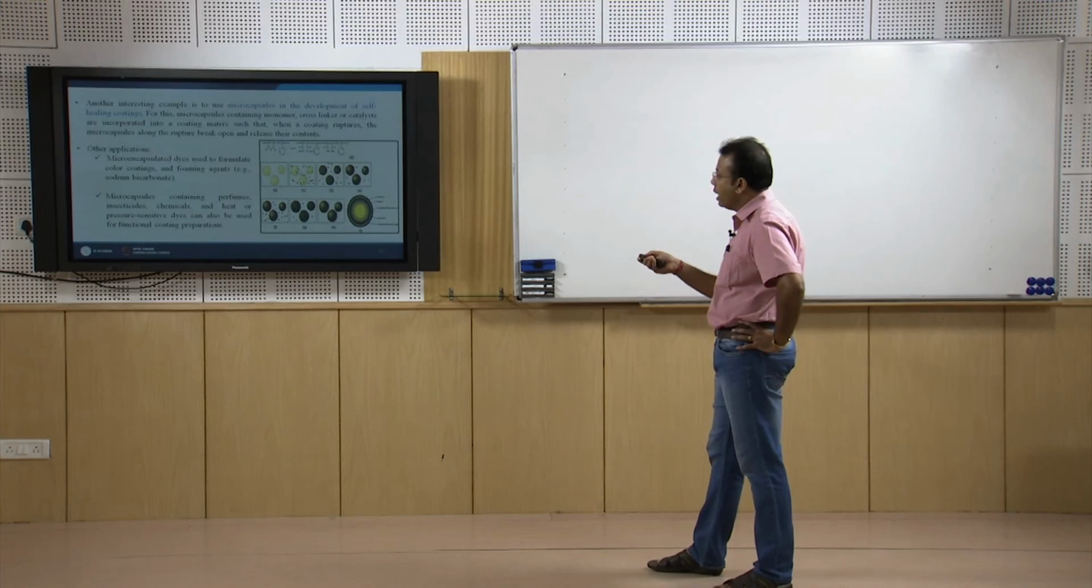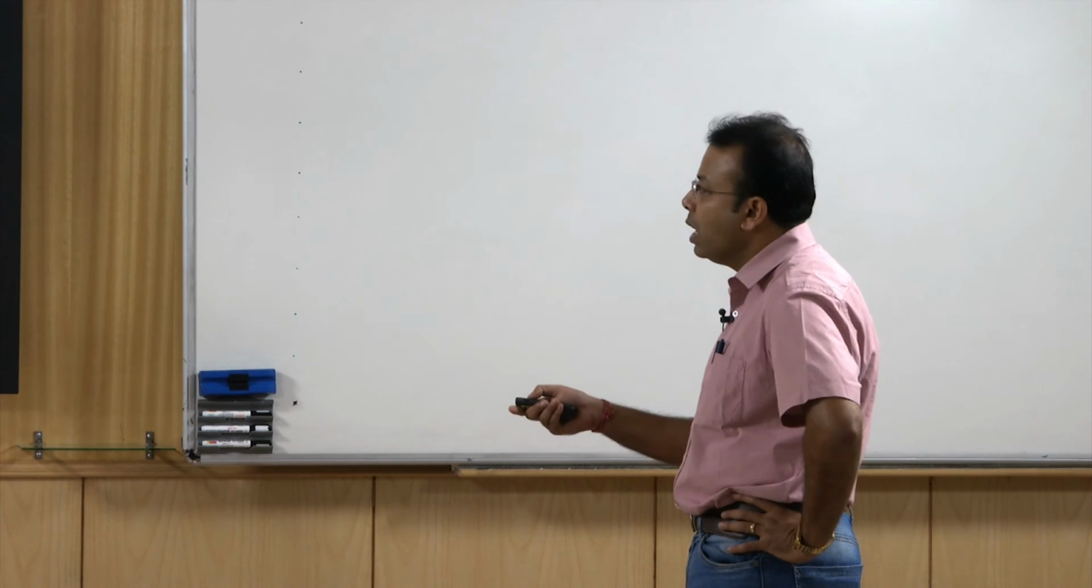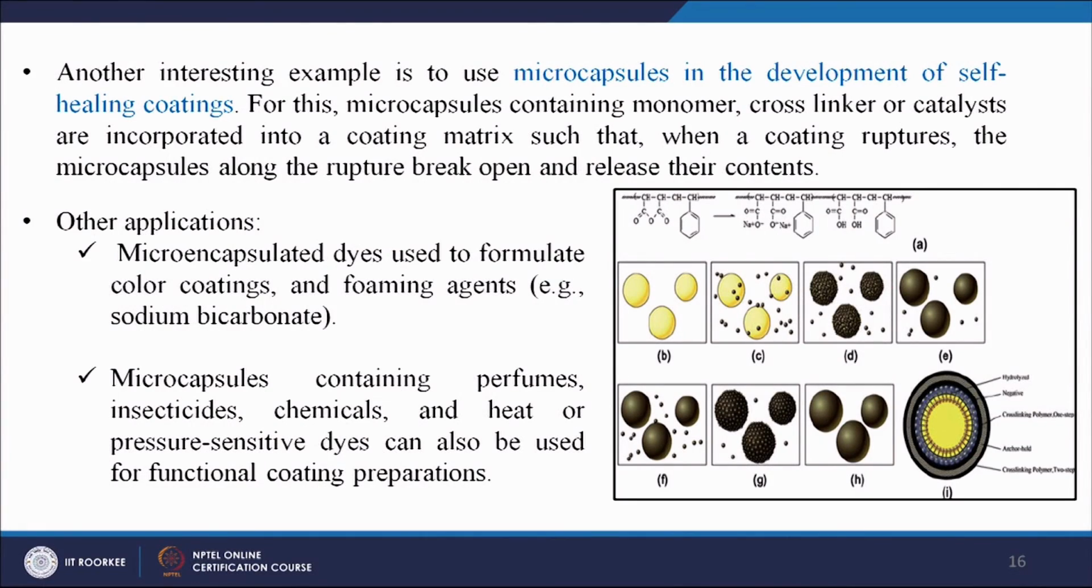So, this is also one kind of coating technique by which, if the outer side coating is damaged, the material from the inside will come and heal that particular zone, so that the coating remains the same. Other applications: microencapsulated dyes used to formulate color coatings and foaming agents. Similarly, for targeted drug delivery, we can use microencapsulation to detect how our medicine or drug is working inside the body. From the outside we can detect it properly.